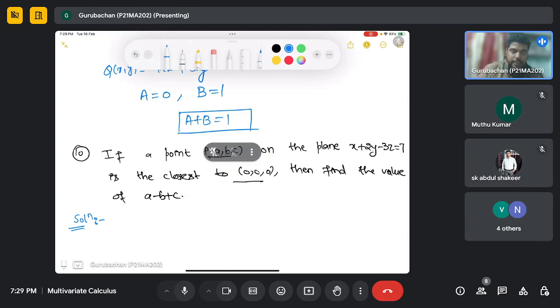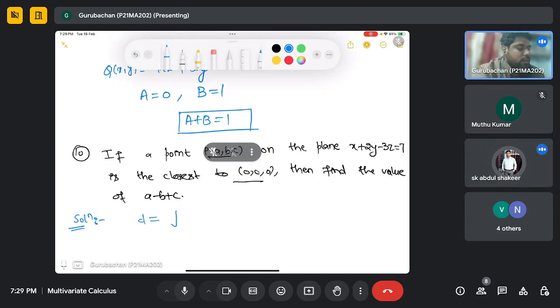So any tentative approach that we have to follow, which method or any approach? Since the point lies on the plane, the point must and should satisfy the plane equation, that is a plus 2b minus 3c equal to 7. It is closest. Closest means we can calculate a distance. The distance we have to find out.